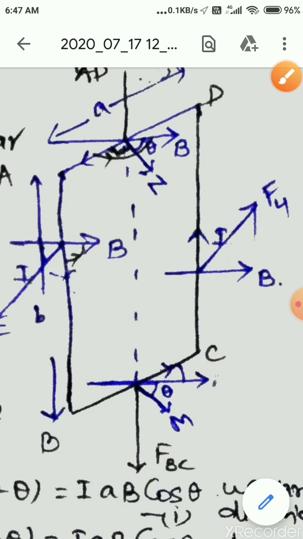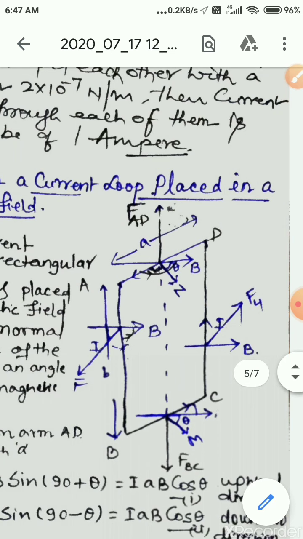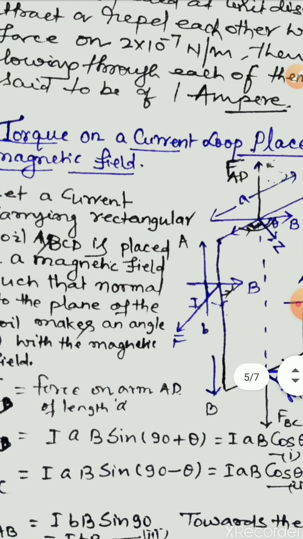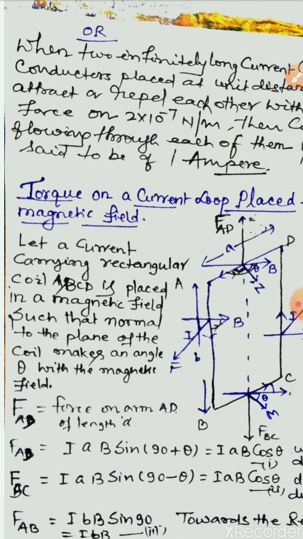Now we will find out the force experienced by the four arms of the current carrying conductor in the magnetic field. So let us find out the force acting on the arm AD first. F_AD, force on arm AD of length a.